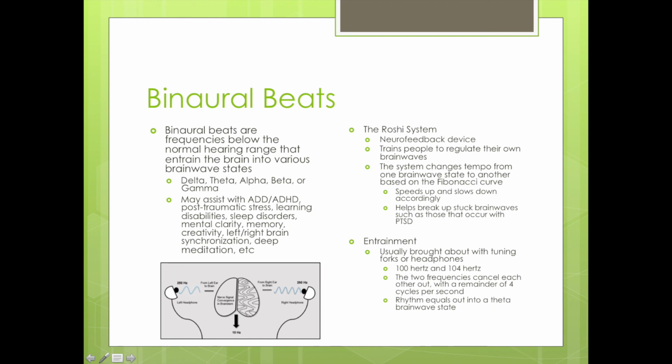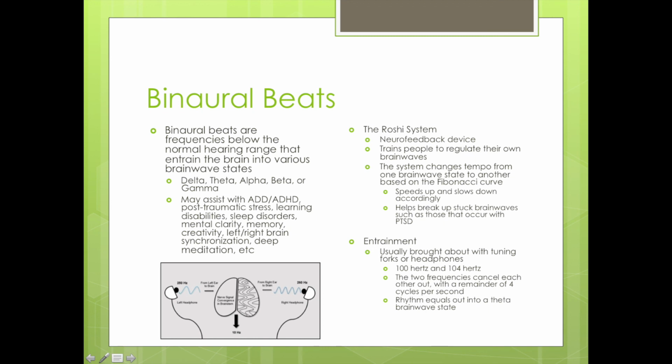We can also entrain the brain using tuning forks or headphones. So, for instance, one ear would receive 100 hertz and the other ear 104 hertz. The two frequencies cancel each other out with a remainder of 4 cycles per second. So the rhythm created equals out into a theta brainwave state.